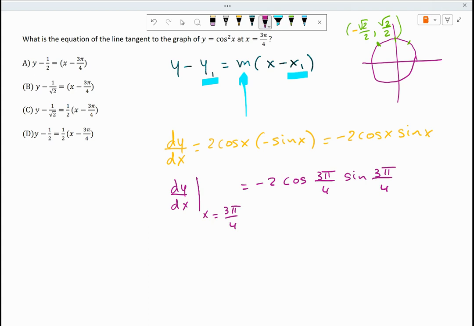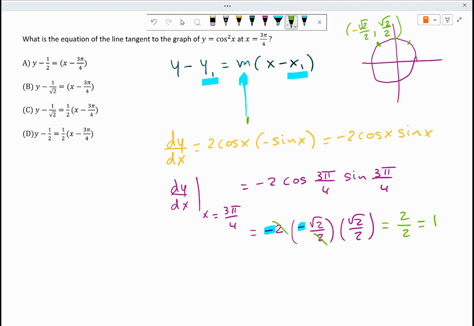Let's substitute this into our expression. You have negative 2 times negative root 2 over 2 times positive root 2 over 2. I have two negatives here, which will give me a positive, and then divide 2 by 2. I have 1 left, so I'm going to have 2 divided by 2, which is equal to 1. So that means that the slope of this tangent line is going to equal 1.